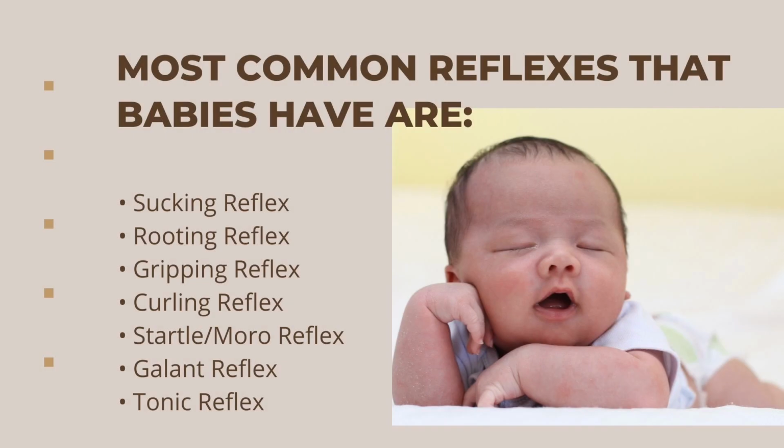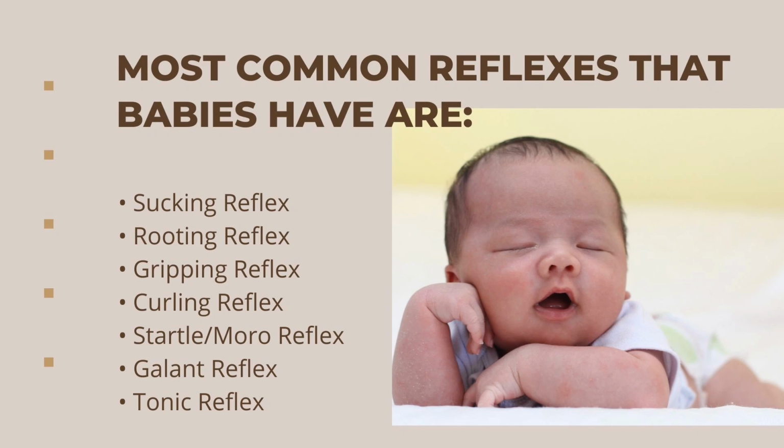There are many different reflexes. Some of the most common reflexes that babies have are the sucking reflex. This is initiated when something touches the roof of an infant's mouth. Second is the rooting reflex. The baby responds by turning his or her head in the direction of the touch and opening their mouth for feeding. Next is the gripping reflex. Babies will grasp anything that is placed in their palm. Next is the curling reflex. When the inner sole of a baby's foot is stroked, the infant responds by curling his or her toes.